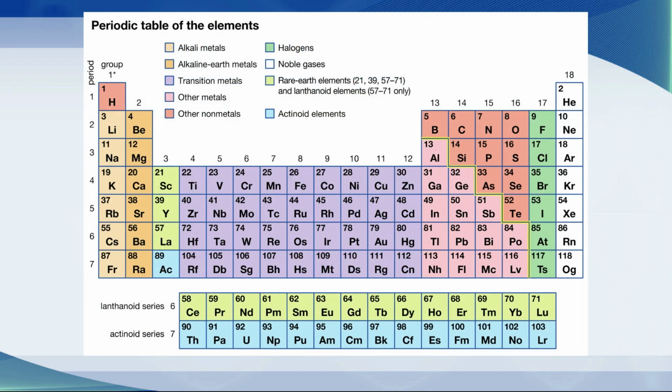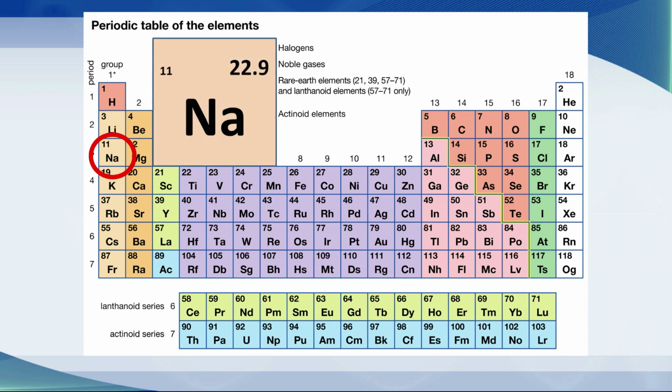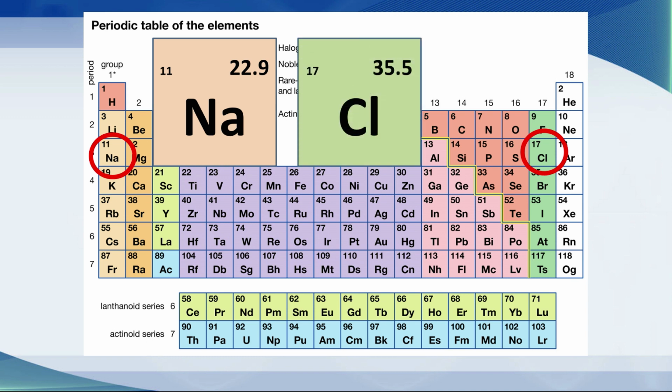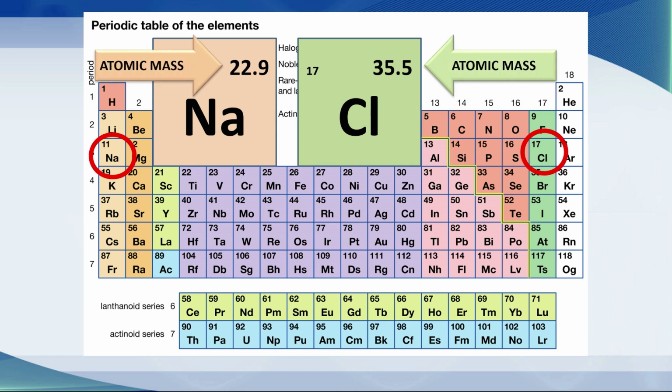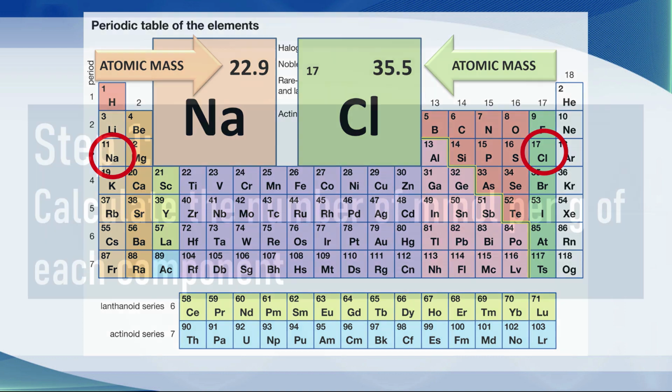Let's revisit the periodic table of elements. We can locate sodium here, it's element number 11, and chloride is over here, it's element number 17. As we have discussed, the atomic mass of each element is more than twice its atomic number. The atomic mass of sodium is 22.9 and the atomic mass of chloride is 35.5. We could round those up to 23 for sodium and 36 for chloride.